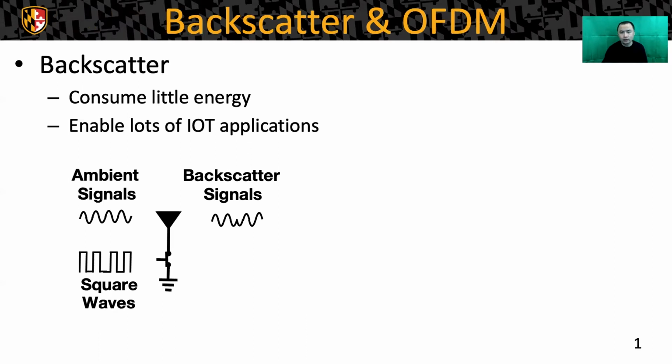In the last few years, backscatter has been proposed to transmit data on ambient signals, such as Wi-Fi, Bluetooth, LoRa, FM radio, and so on, by using square waves to modulate the ambient signals. The backscatter tag consumes very little energy to transmit data and also enables lots of IoT applications, such as smart homes and smart health.